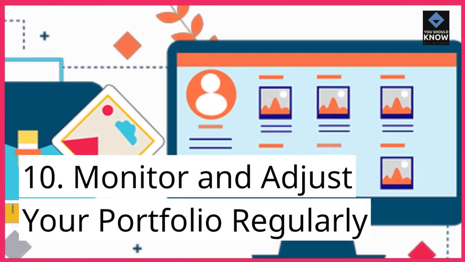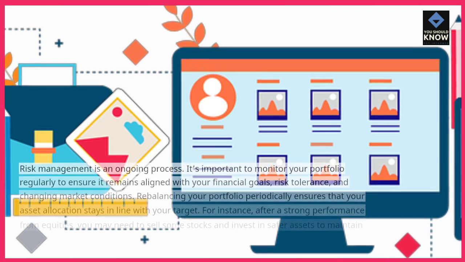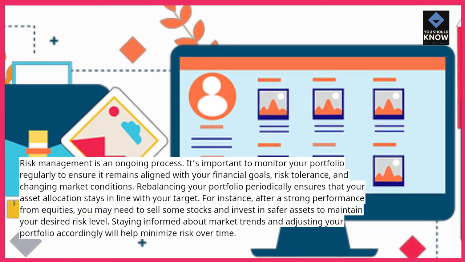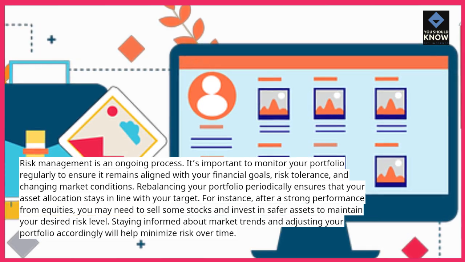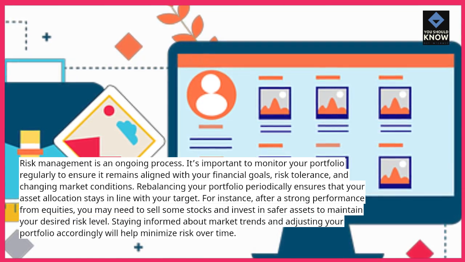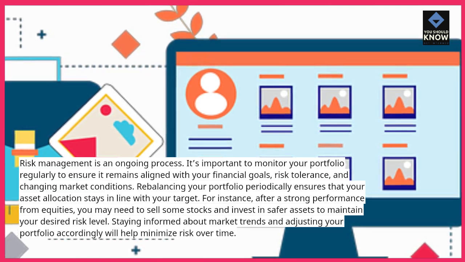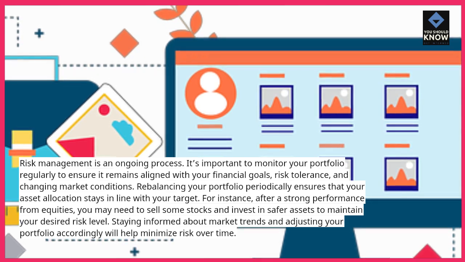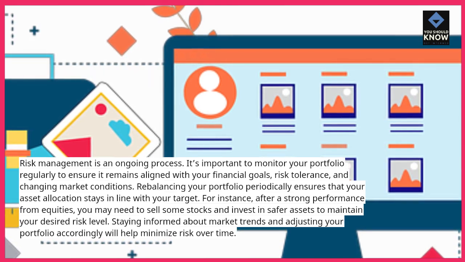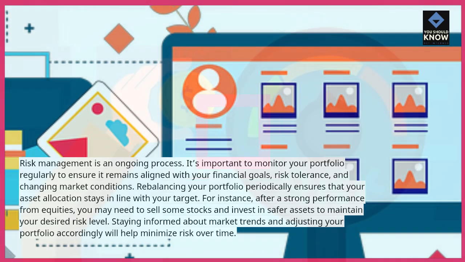10. Monitor and adjust your portfolio regularly. Risk management is an ongoing process. It's important to monitor your portfolio regularly to ensure it remains aligned with your financial goals, risk tolerance, and changing market conditions. Rebalancing your portfolio periodically ensures that your asset allocation stays in line with your target. For instance, after a strong performance from equities, you may need to sell some stocks and invest in safer assets to maintain your desired risk level. Staying informed about market trends and adjusting your portfolio accordingly will help minimize risk over time.